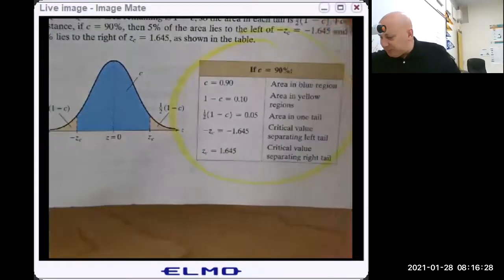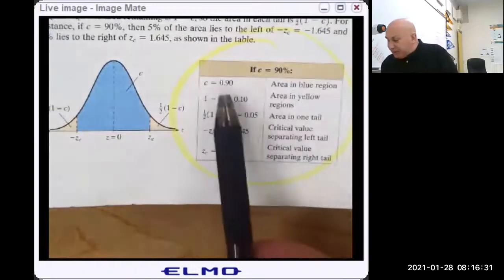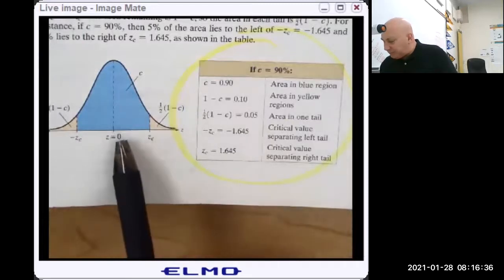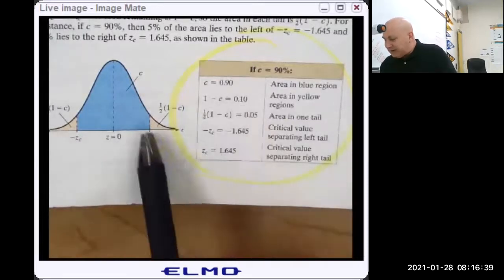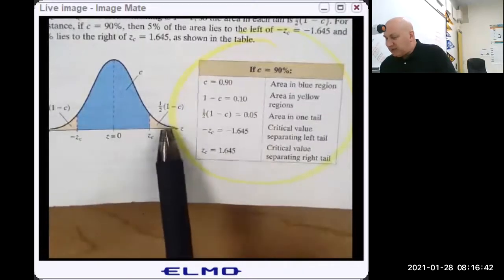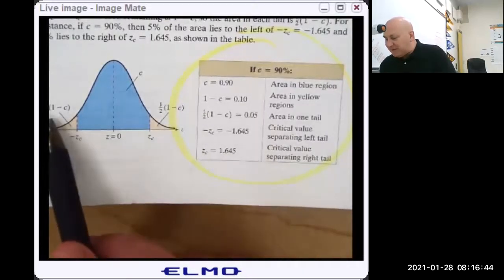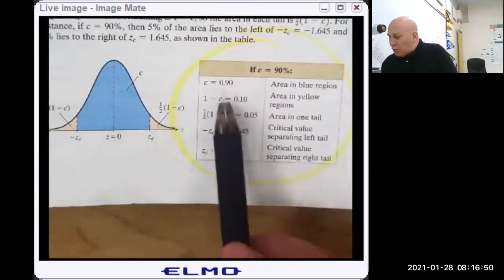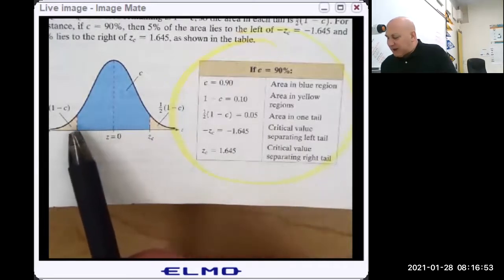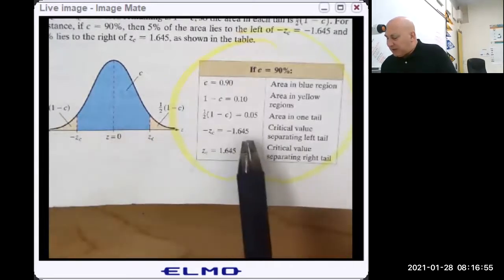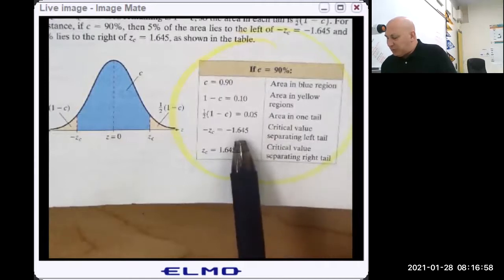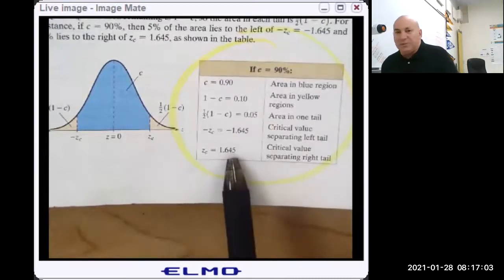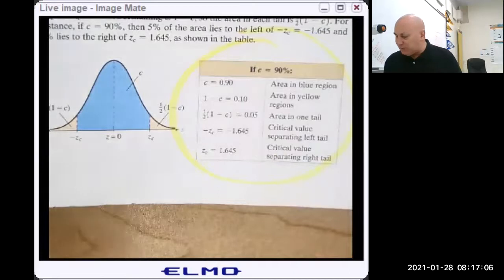So here is a 90% confidence interval. So if C equals 90, we're talking 90, the middle 90%. So 1 minus C is the area in the tails. So each tail is 1/2 of 1 minus C. So what Z-score marks off the bottom 5%? Well, that would be negative 1.645, and the Z-score that marks off the top 5% would be positive 1.645.